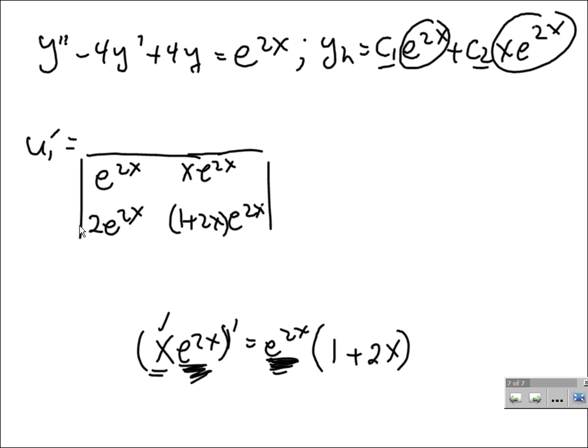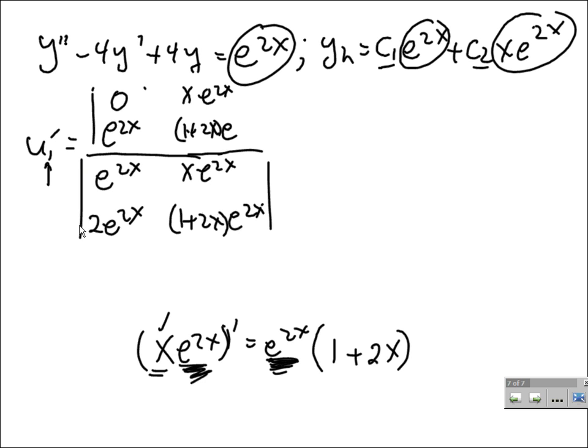And since we're solving for u1, 1 being the key term that I'm saying, column 1 is going to be 0, e to the 2x. And column 2 from below doesn't change. It's x e to the 2x, 1 plus 2x times e to the 2x. It's going to be that product, which is 0, minus that product, which would be x e to the 4x.